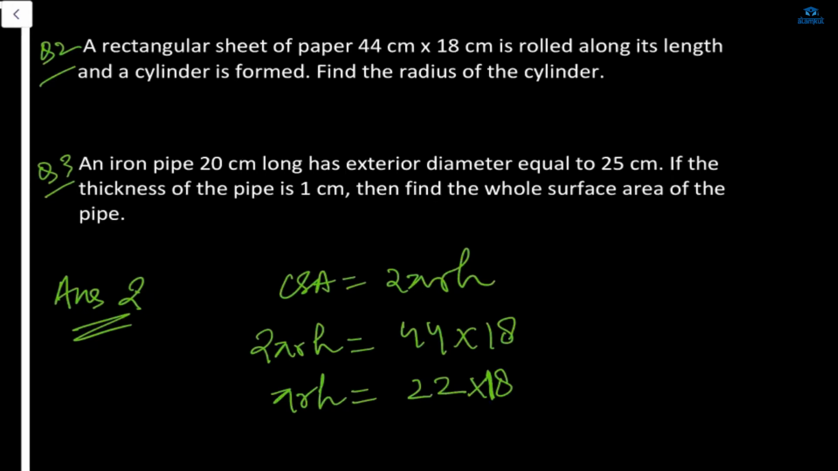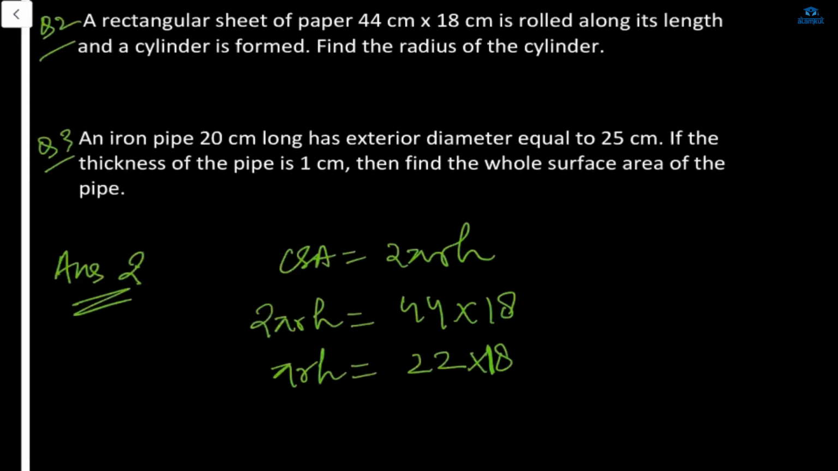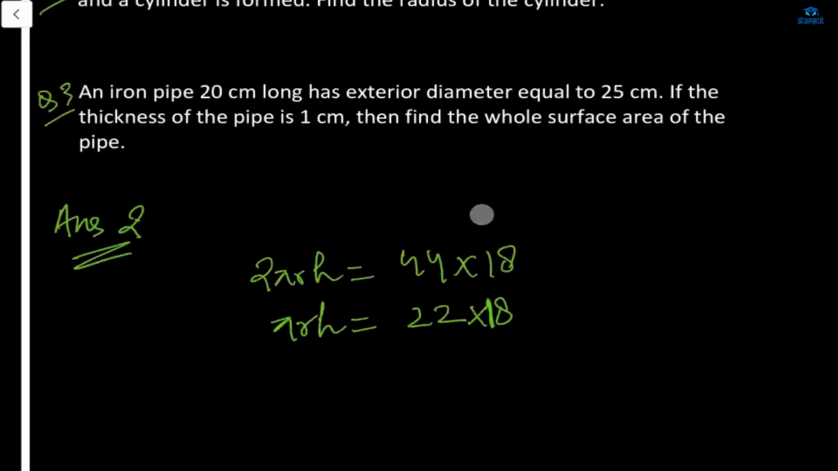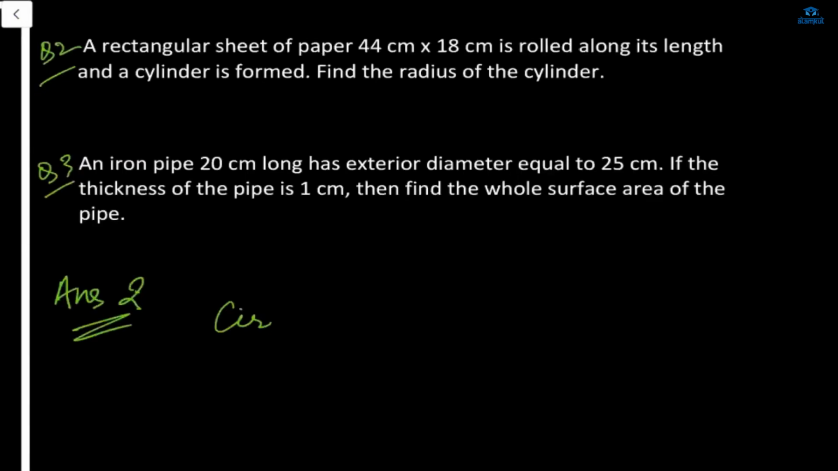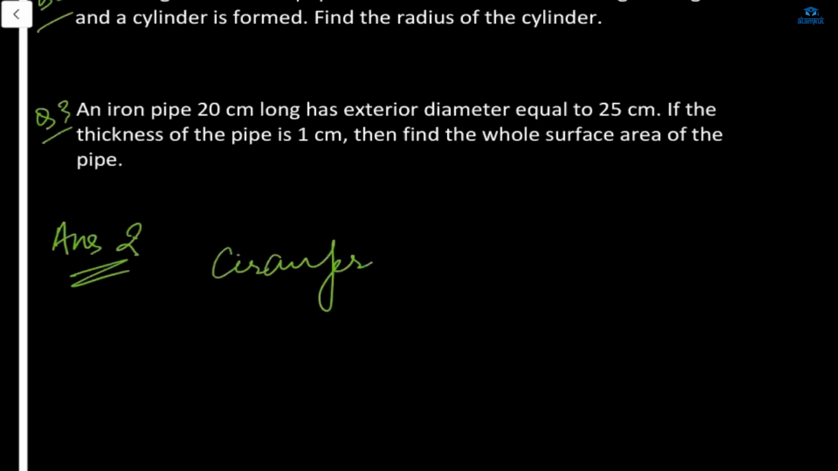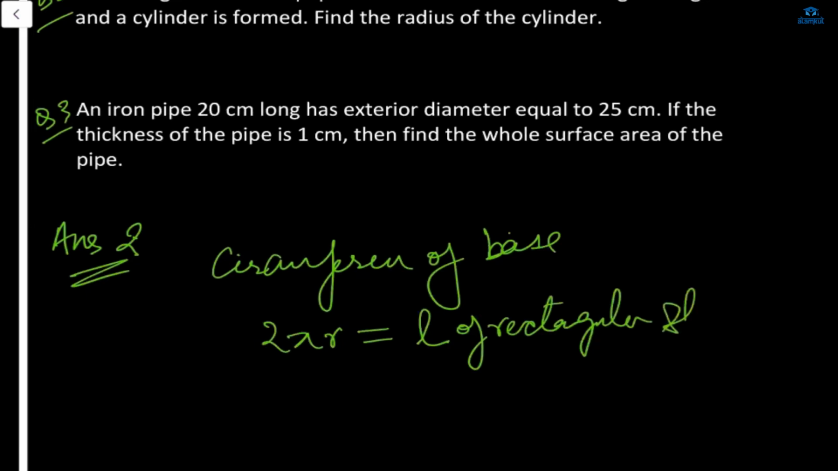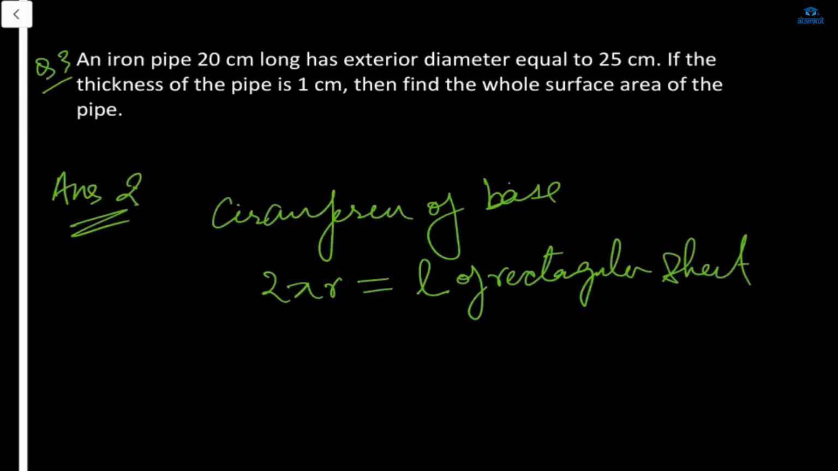You can directly put 2 pi r, because h is not given. So you don't have to apply the complete formula here, only the circumference, because h is not given here. If h had been given, then you would have used the complete formula. The circumference of the cylinder base you can write as 2 pi r, and 2 pi r is equal to the length of the rectangular sheet. I explained how we calculate the CSA for that only. So 2 pi r is equal to 44.